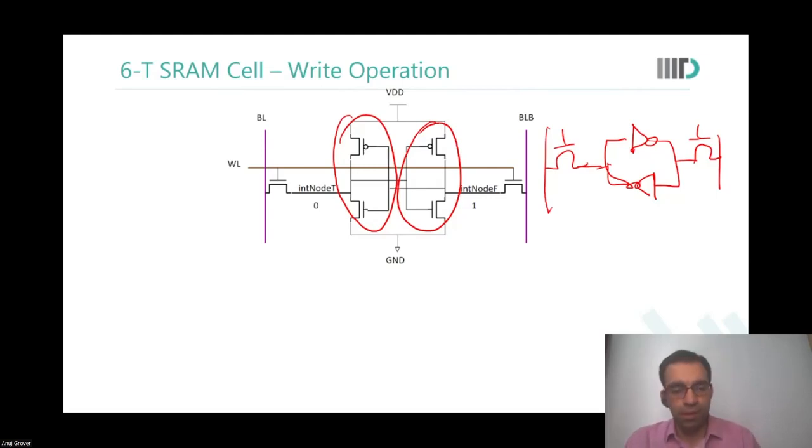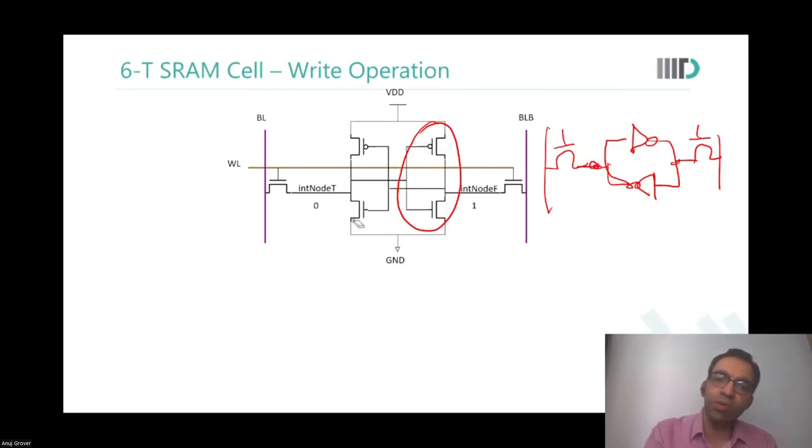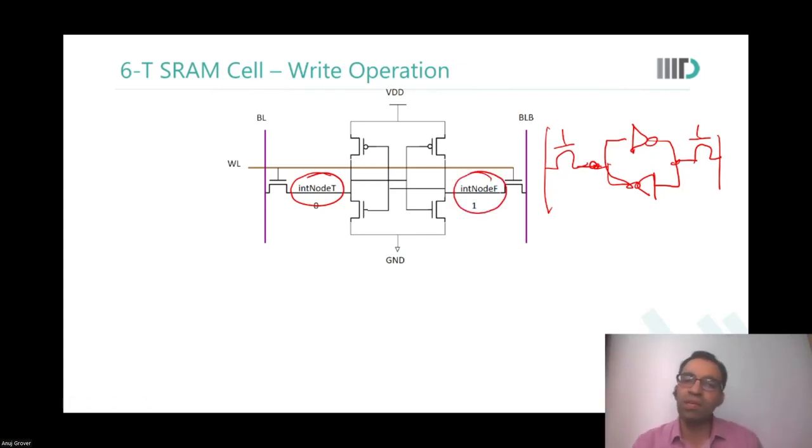And the two nodes of the latch are named int node T and int node F. Int is internal, node true, internal node false. When I say internal node true is 0, I'm saying that the content of the memory is 0, that I have stored 0. When int node T is 1, I say I have stored 1.